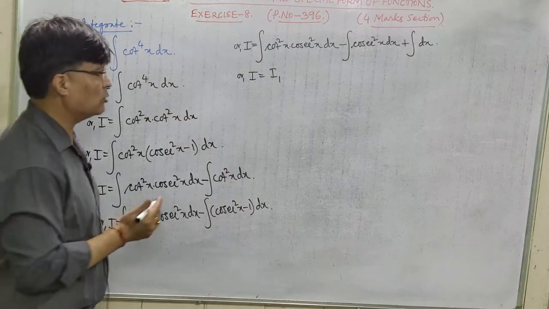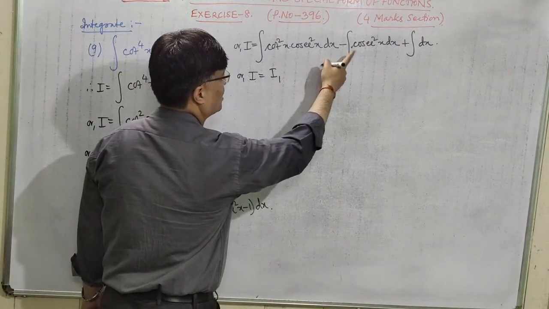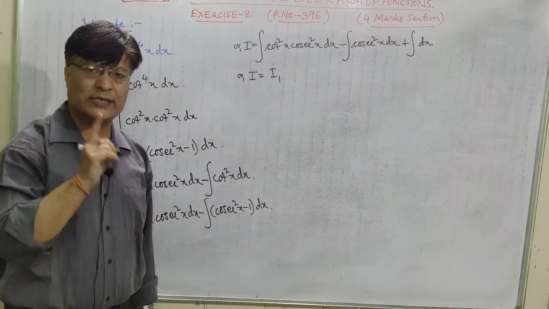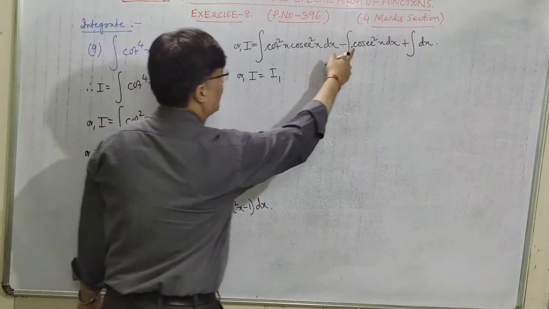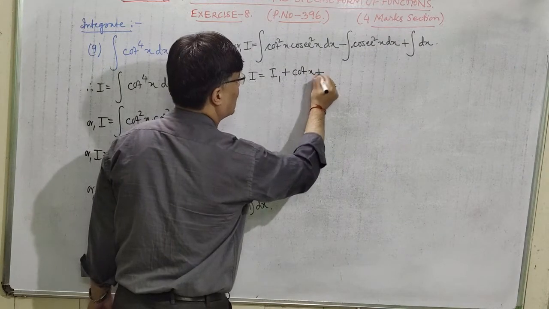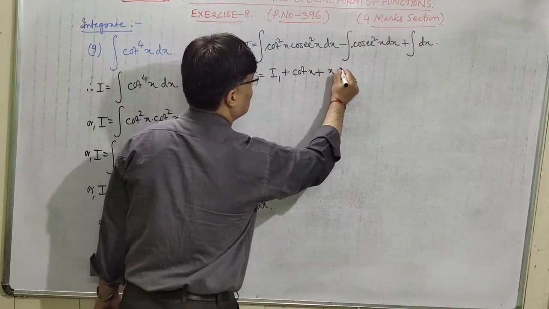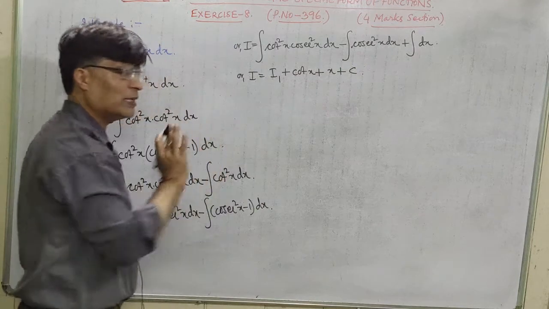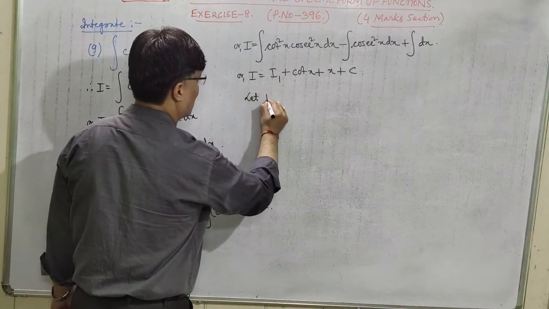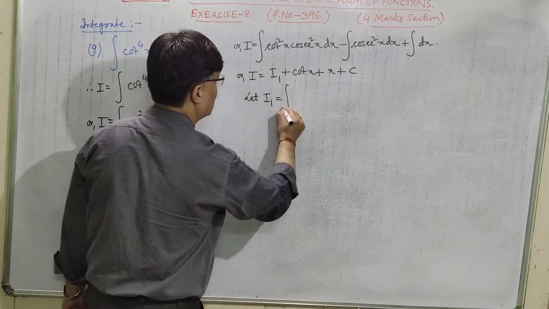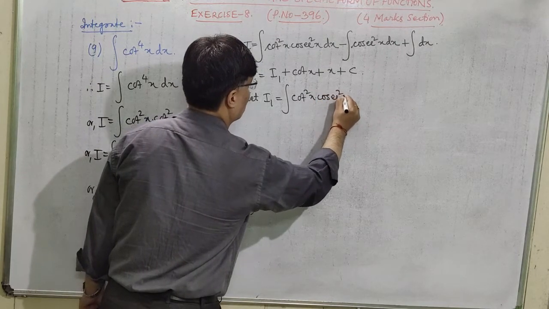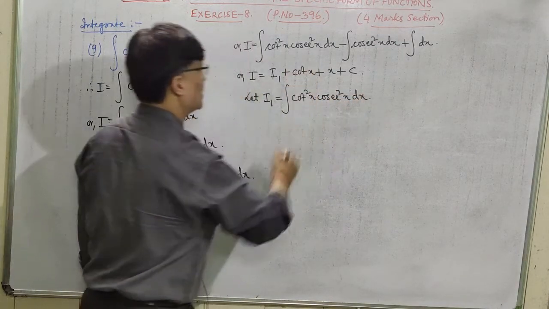Let us mark the first integration as I1, because in this case we can use the method of substitution. Now what is integration of cosec square x? It is minus cot x. So minus into minus plus cot x, then plus integration of dx, that is x plus c. Let us write c out here. So let I1 be equal to integration of cot square x into cosec square x dx.